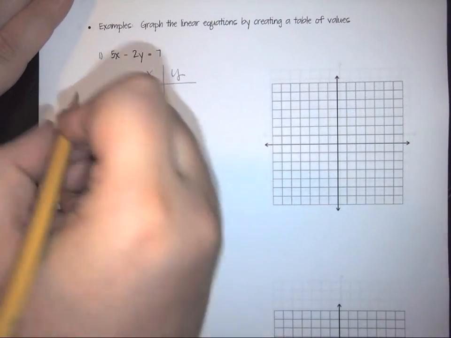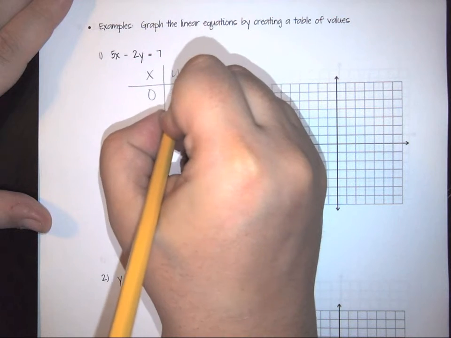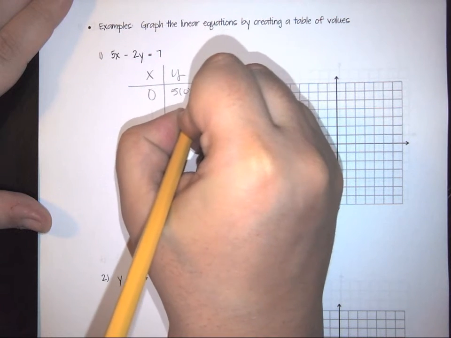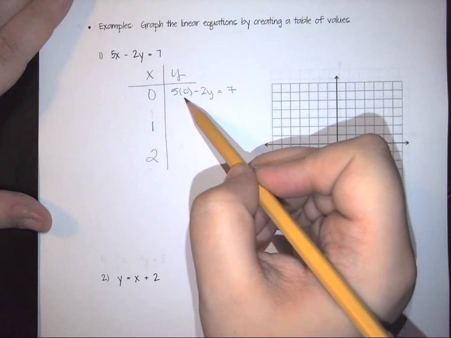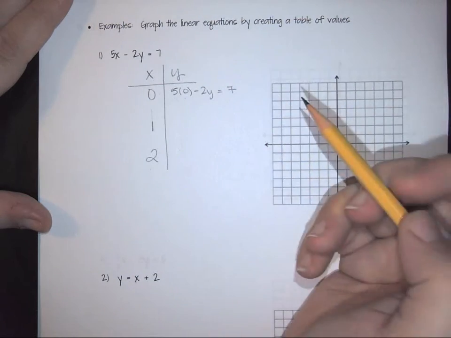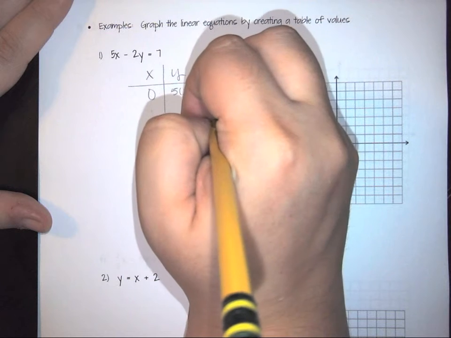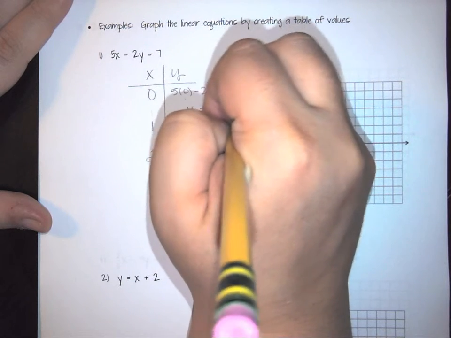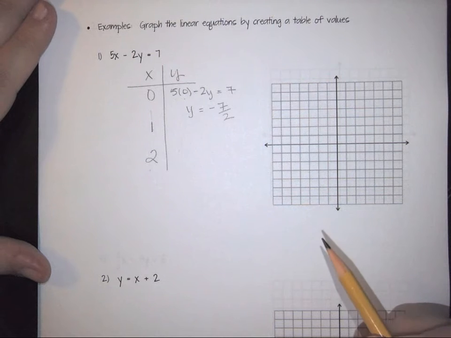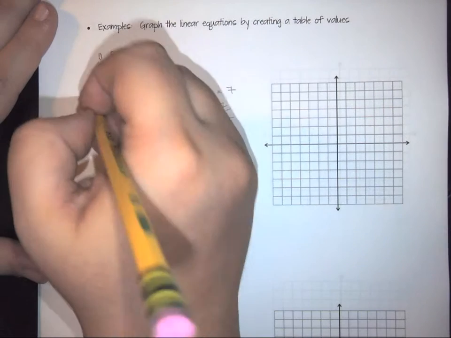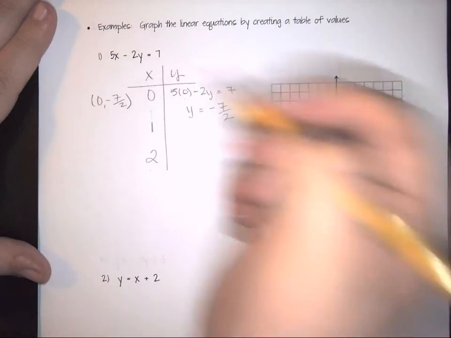So the first thing that we have is 5 times 0 minus 2y equals 7. 5 times 0 is 0, so we need to divide by 2, so we end up getting that y is going to be negative 7/2. Okay? And so thus we get our first coordinate point, and that coordinate point is (0, negative 7/2).